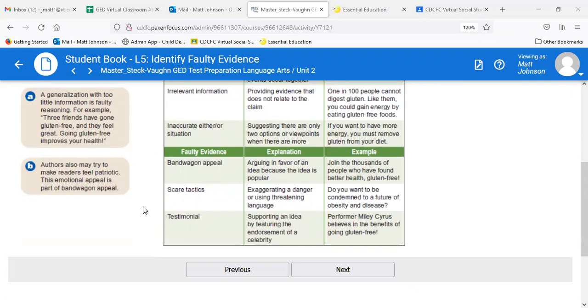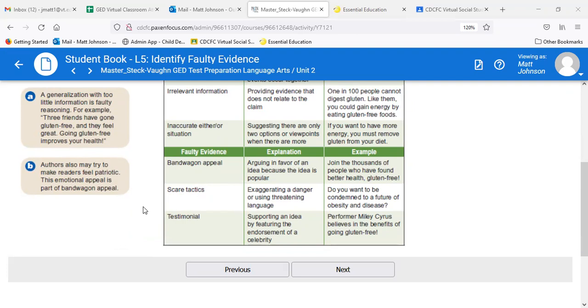Faulty evidence. Okay, this is something else to look for, and this really goes with our last lesson that we just had in social studies. We've talked kind of around these ideas, not necessarily using these terms.